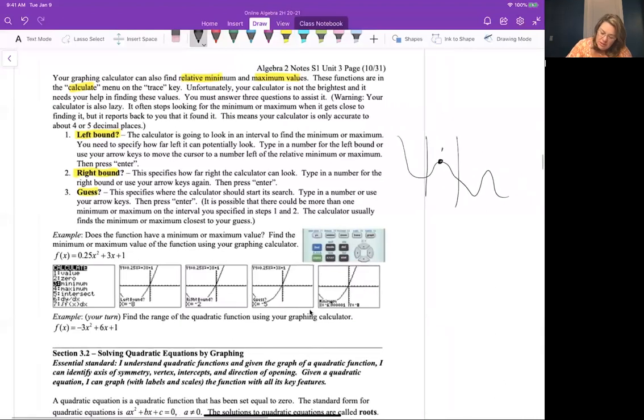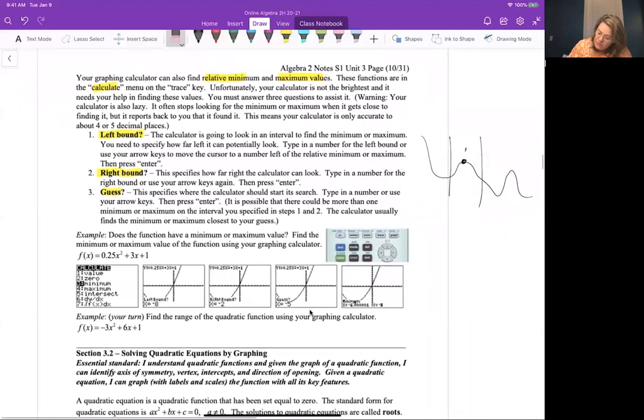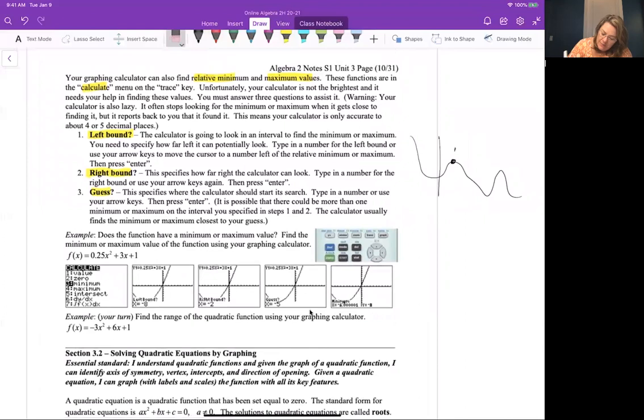Because if you were to give a guess over here and give a value for your right bound that incorporated both a max and a min, you could get the wrong answer. So be very careful on that.